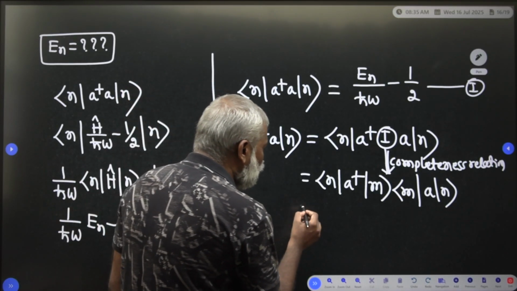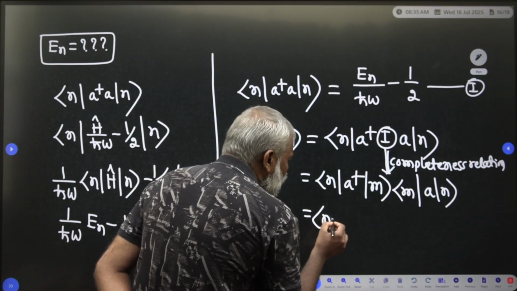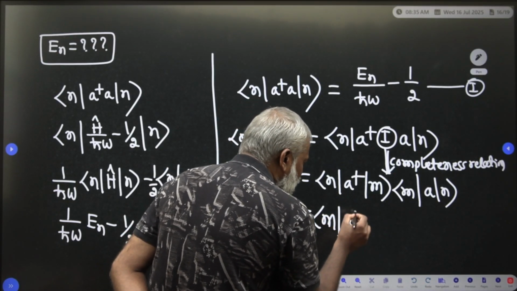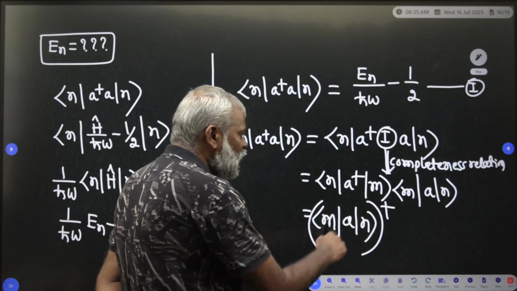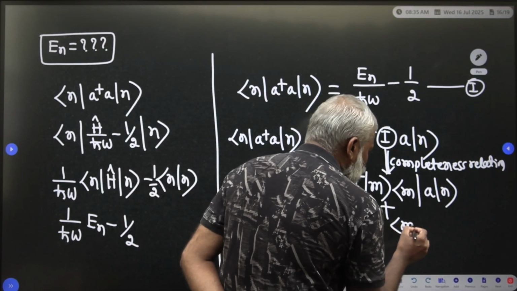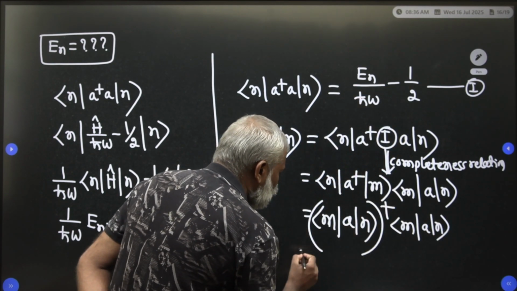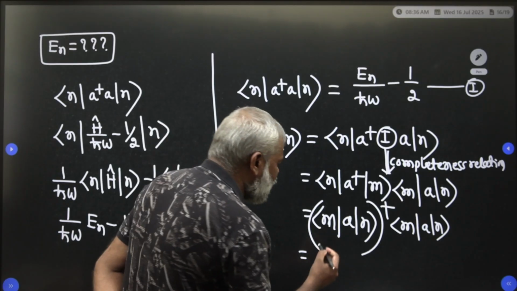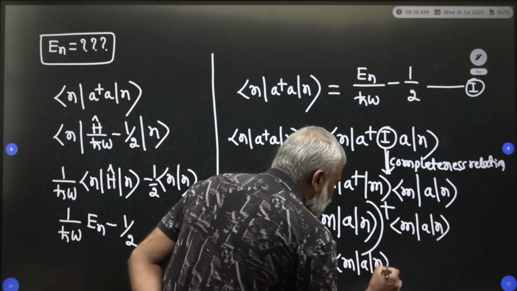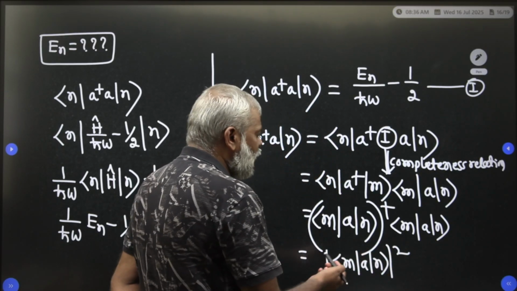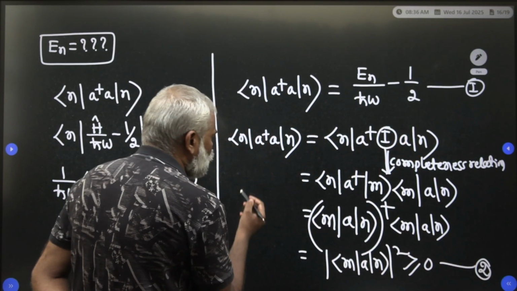Clear? So now we have to rearrange this. How are we able to rearrange? Bra n A dagger becomes bra A n, with the dagger taken over. So you are able to get the same thing: bra n A ket. So A dagger into A is equal to A conjugate, that is the modulus of A, it will come. So bra n A ket, modulus whole square, which is obviously greater than or equal to 0. This expression you have to take as A.